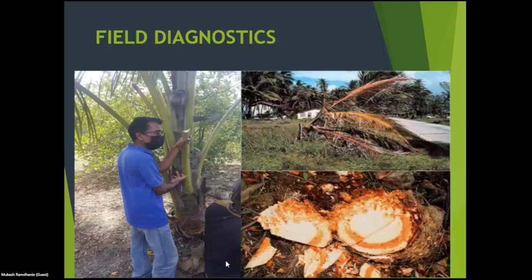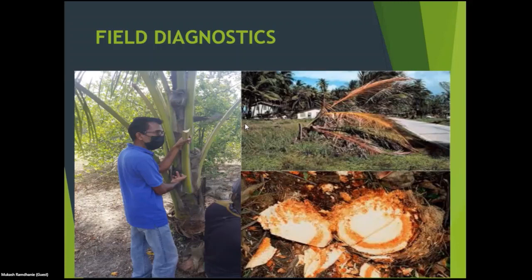And then the one at the top right-hand corner is what would have been the actual tree, the tree itself that was affected. Right now, from all experience, this tree would have succumbed to red ring disease by a vector called Rhynchophorus palmarum.